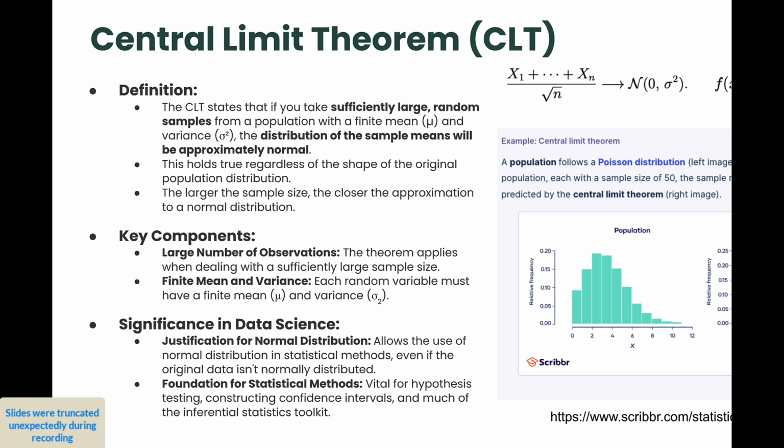Does this make sense? Yes. But I have a question. It says here each random variable must have a finite mean. Are there any variables that don't have a finite mean?